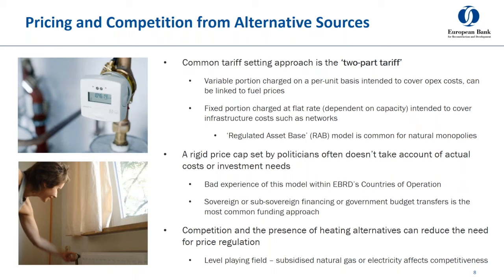So in some cases we see subsidies promised to utility companies to compensate for the shortfalls, for the difference in cost versus revenue. But this is also problematic, which I'll further explain. And in this model, private sector participation can be difficult. The most common form of financing you would see here is sovereign or sub-sovereign financing, or even direct government budget transfers to fund projects or costs.